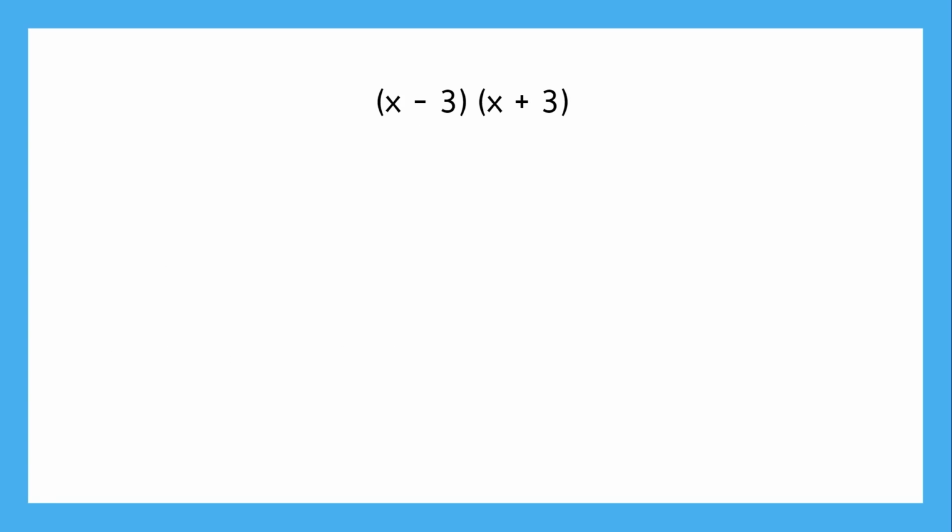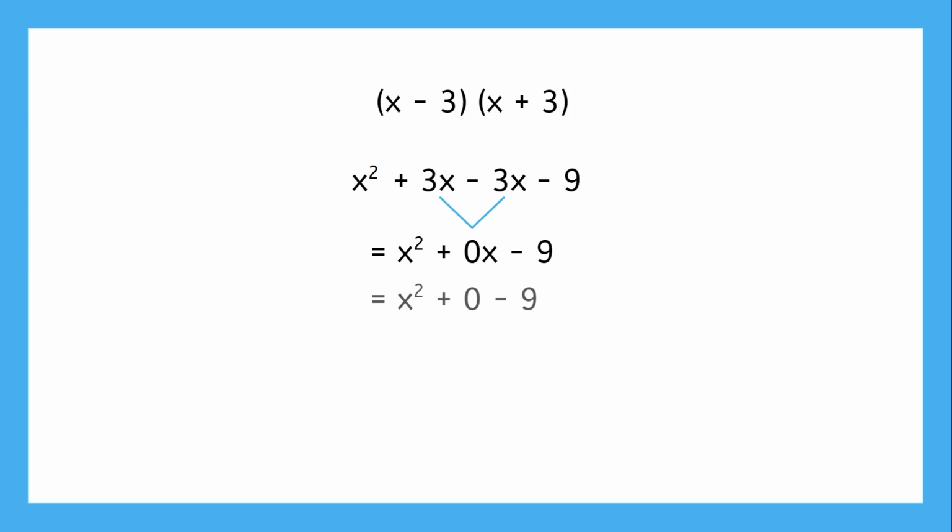What would we get if we multiplied these binomials together? Let's use the FOIL method. First, outer, inner, last. And because we have like terms, we need to combine them. 3x combined with negative 3x is 0x. And 0 times anything is 0. And adding 0 doesn't do anything, so we can get rid of it.